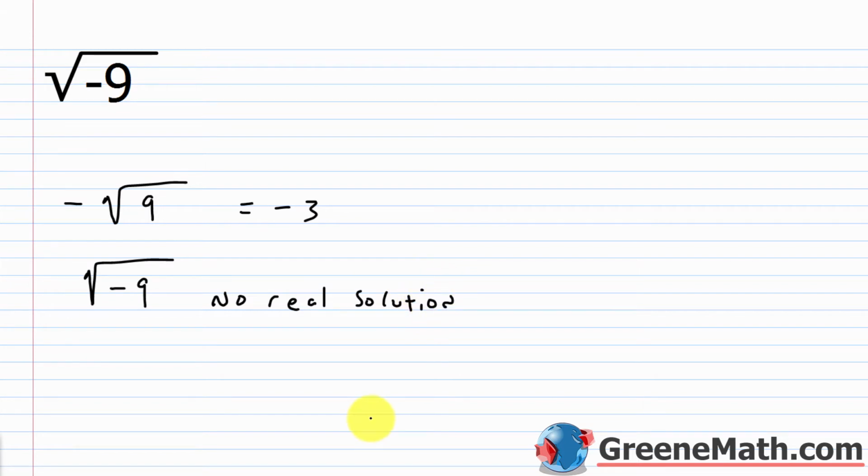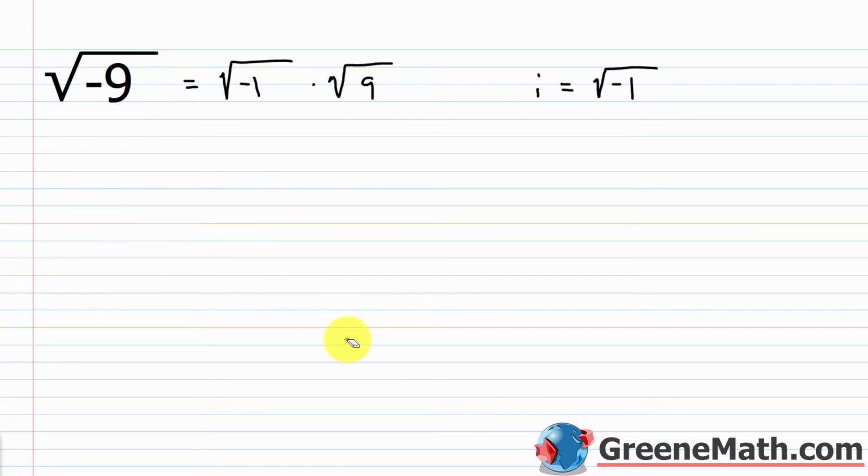But again, if we define i to be equal to the square root of -1, then we can use a little trick. We could say this is equal to the square root of -1 times the square root of 9. Let me erase this real quick. We can replace this right here with i, because i is defined to be the square root of -1. So I'm going to write that out in front. I'm going to put i out in front times the square root of 9. And the square root of 9 is just 3. So this is 3 times i, or 3i.